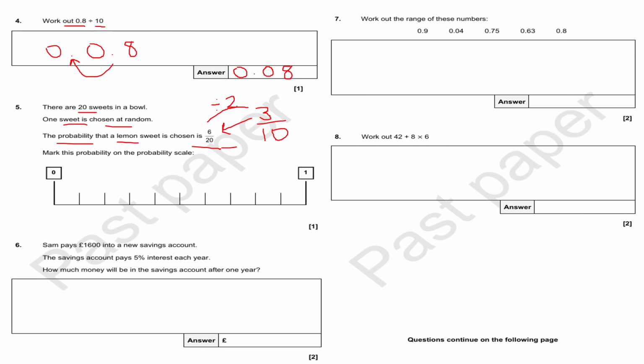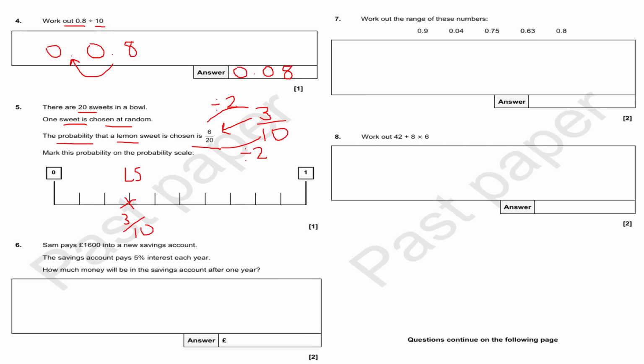Mark this on the probability scale. Hopefully you can see clearly here that I'm working in tenths. So 1/10, 2/10, 3/10. So I'm going to mark it, I'm going to put a cross. And that represents lemon sweet. So I'll put LS for lemon sweet, because that's 3/10.